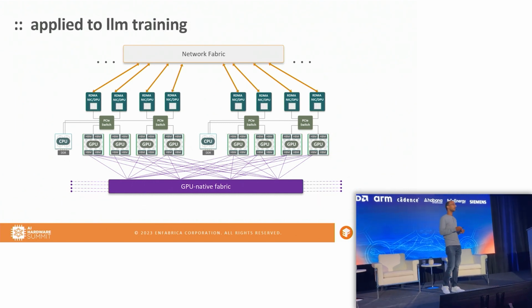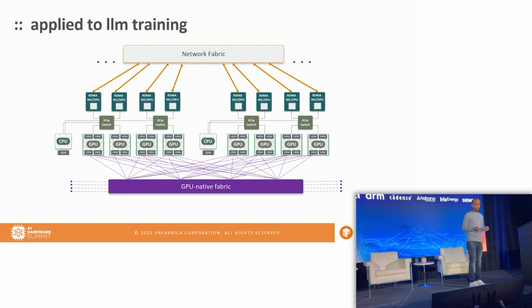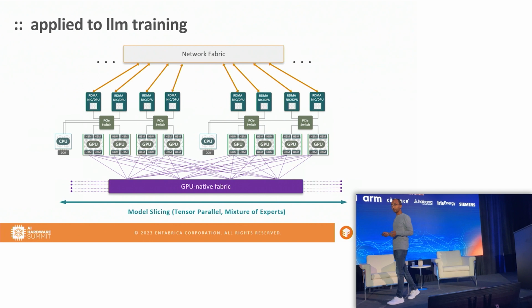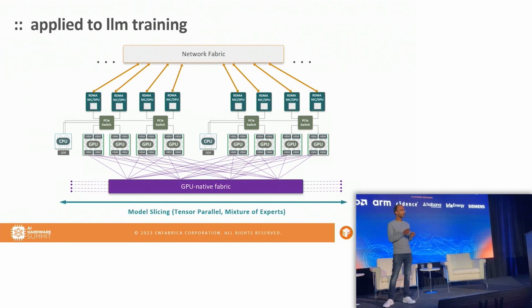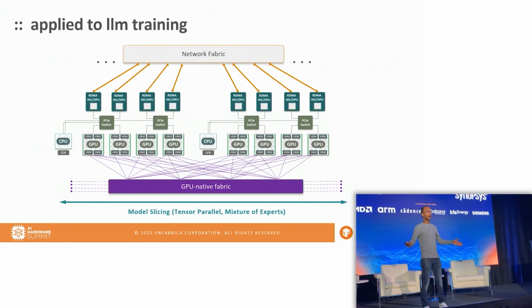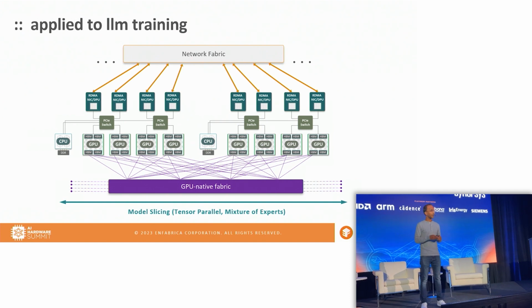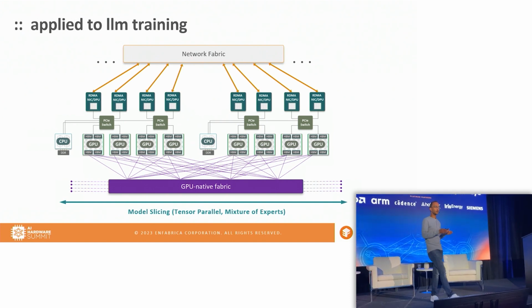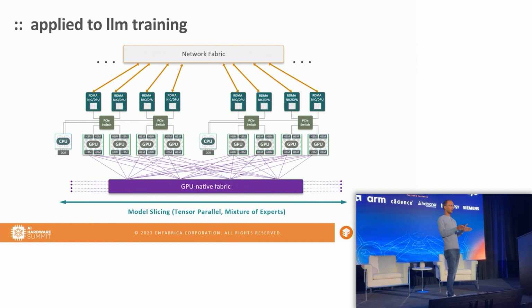So let's take that system and apply it to LLM training. When we think of LLM models, the models are sliced in the GPU native fabric or scale-up dimension. Because of those tight latency requirements, tensor parallelism or mixture of experts primarily scale in that scale-up dimension.